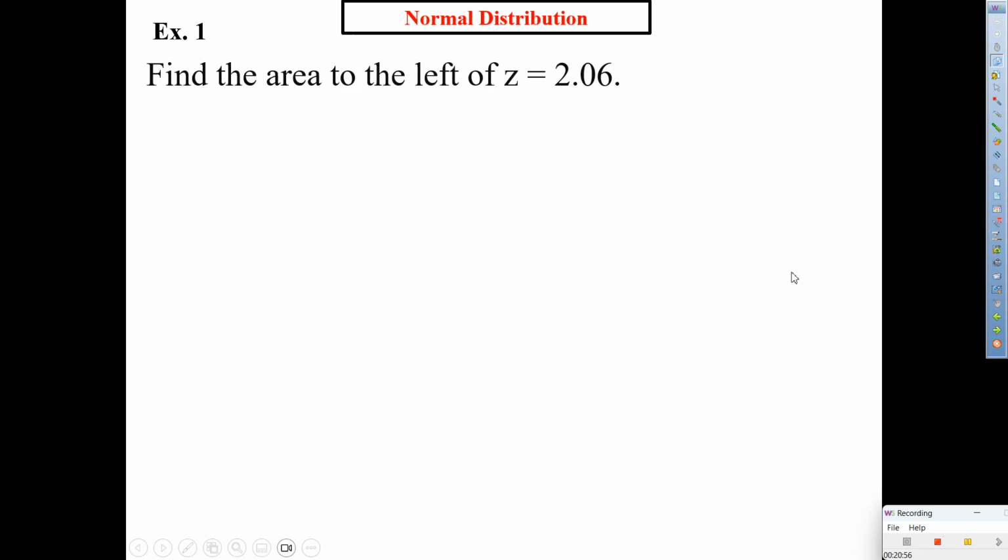Copy this one to your paper. Find the area to the left of the Z-score of 2.06. Write that down, please, so we can have at least one example complete. Example 1.